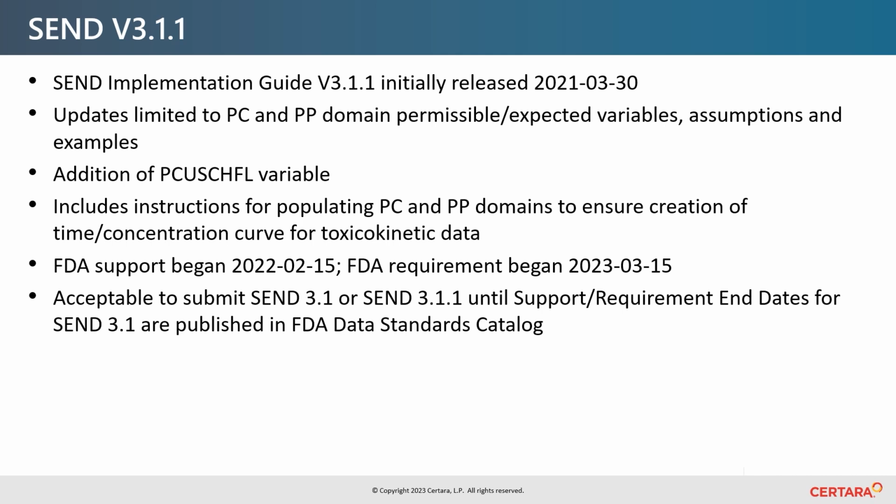As mentioned previously, at this time, both SEND 3.1 and SEND 3.1.1 are listed as required in the FDA Data Standards Catalog, with no support or requirement end dates for SEND 3.1, so both versions are acceptable for submission. For the most part, changes outlined in SEND 3.1.1 can be implemented in SEND 3.1, so it is recommended that if you are continuing to use SEND 3.1, you adopt the changes recommended for the PC and PP domains in the SEND 3.1.1 version and the FDA Technical Conformance Guide, so even data submitted in SEND 3.1 format can be used to create the time series graphs and calculate the TK parameters.